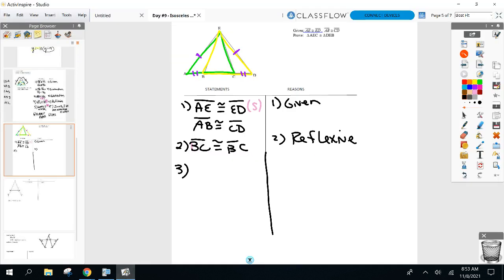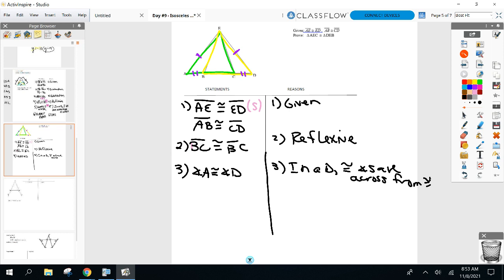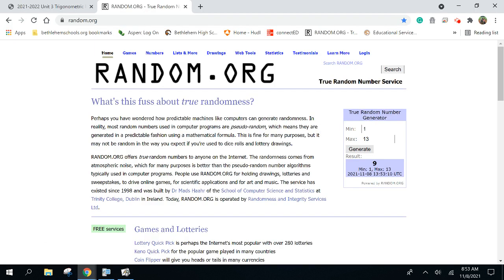Angle A is congruent to angle D. Oh, wow. You're going off script. Yep, angle A is congruent to angle D because the big triangle is isosceles. So in a triangle, congruent angles are across from congruent sides. Good, that gives me a pair of angles, yep. All right, next up, we're rolling, I like it.